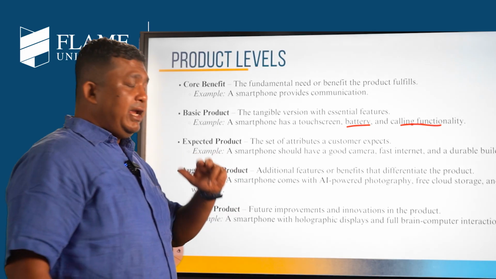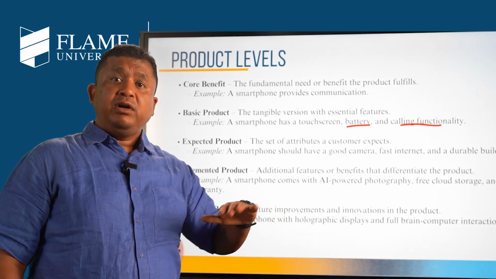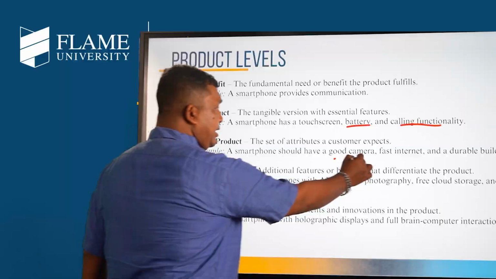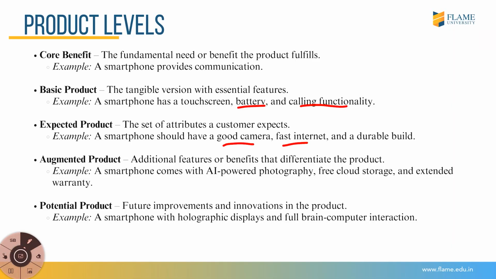After this, now we have a smartphone, but what are the features that are associated with the phone? It should have a good camera, fast internet, a durable build, touchscreen facilities, and it should be able to give you communication means, say WhatsApp, Instagram, and if you want to play games, you should have the hardware to support it. So this is what a person expects out of a smartphone.